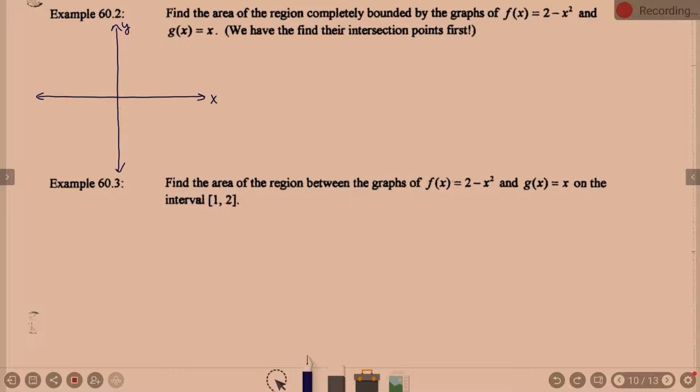Okay, what do you got for f? 2 minus x squared. Upside down parabola with up to, right? Upside down parabola, because it's negative x squared. The positive 2 means it went up 2. Debating how accurate I need to be here. And I guess what I'm saying at this point, we have to find some intersection points, yes?